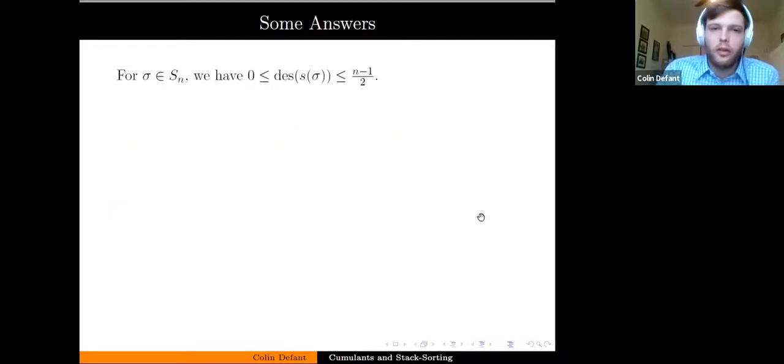The next question was looking at these descents after we apply the stack sorting map to some permutation of size n. And it turns out this is somewhere between 0 and (n-1)/2. And these bounds are both tight.